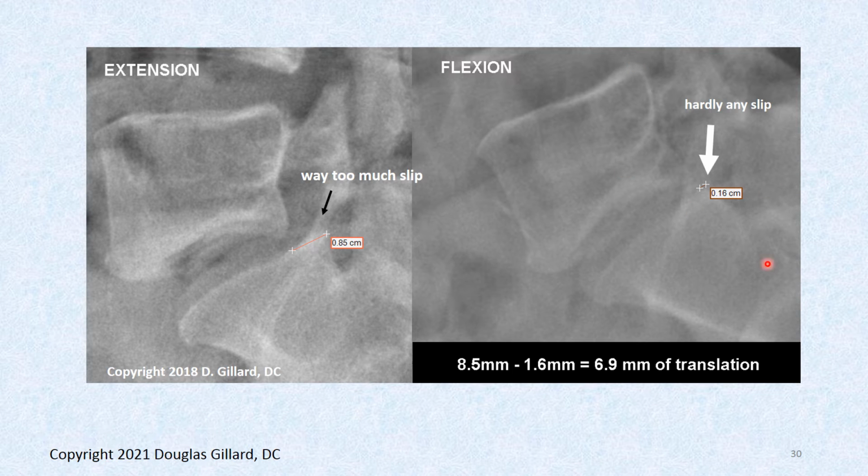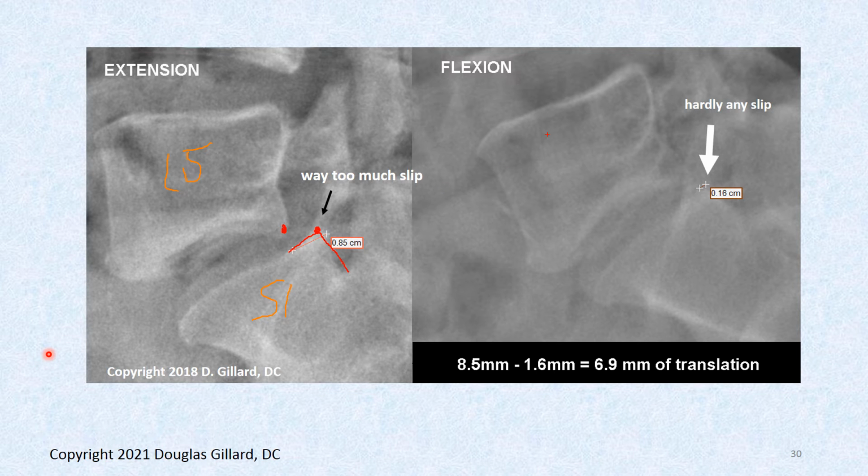And here are the real images. Kind of reverse of what's supposed to happen. But in extension, you can see what happened to her. Let me get my drawing tools. So here's S1. Here's L5. And look where the corner of this vertebra is on extension. It's way out of place. Right here's the back of S1. So it should be way back here. So that measured almost 9 millimeters, 8.5 millimeters. Sorry, 0.85 centimeters is the same as 8.5 millimeters.